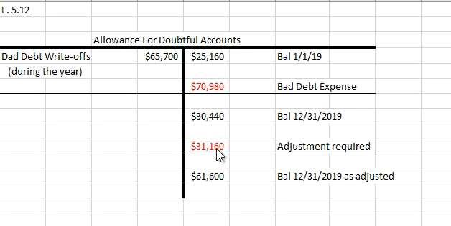So all you simply do is make another journal entry to record some more bad debt, and you increase your allowance for doubtful accounts by crediting it for 31,160 in order to get that desired amount that you want it to be, which is 61,600.